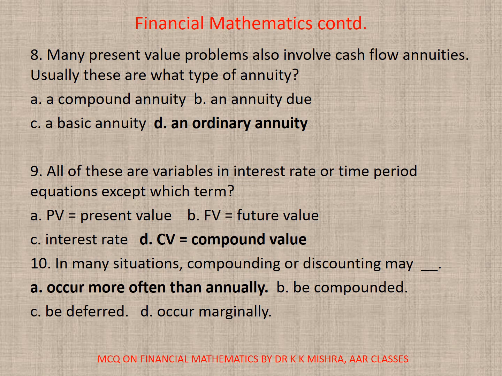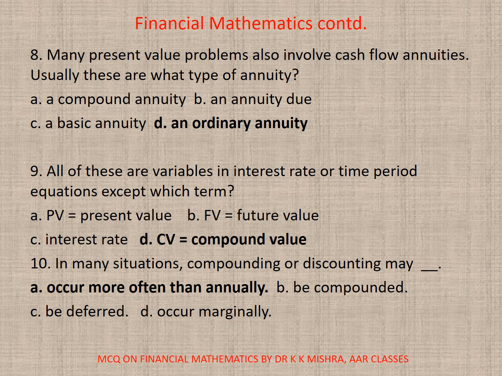8. Many present value problems also involve cash flow annuities. Usually these are what type of annuity? A. A compound annuity. B. An annuity due. C. A basic annuity. Or D. An ordinary annuity. Correct option is D. An ordinary annuity.